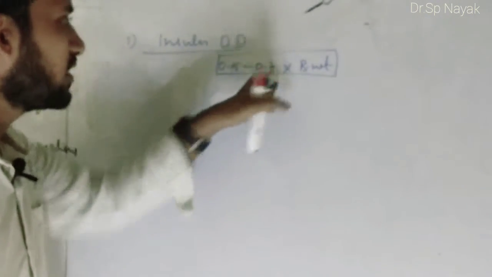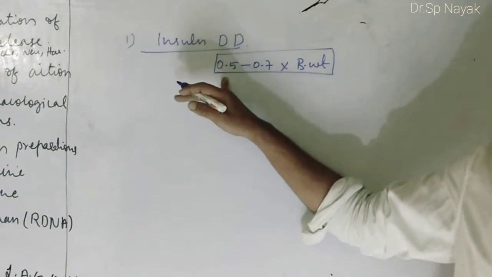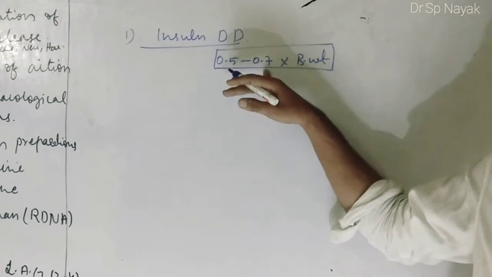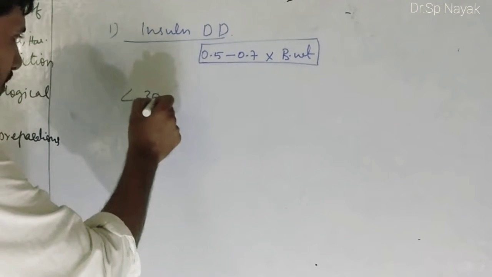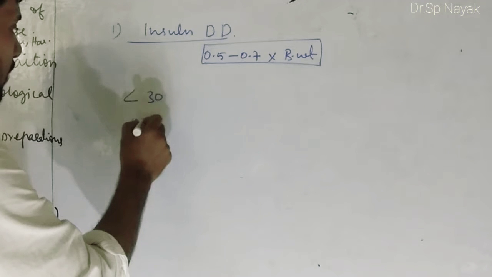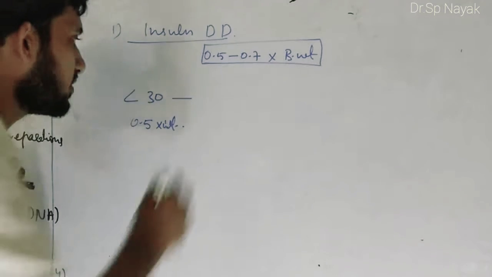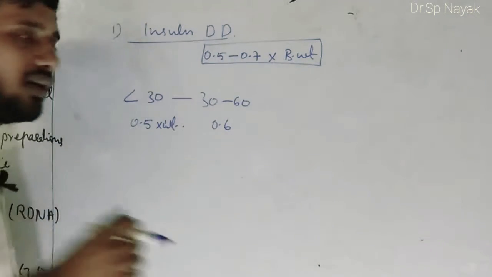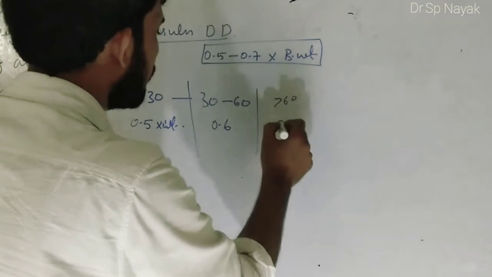Why is this range followed? Because in small children we have to use 0.5, and as the body weight keeps increasing, we have to increase the factor. For children whose body weight is less than 30, we should use 0.5 into body weight. For patients with body weight between 30 and 60, we should use 0.6. And for patients with body weight greater than 60, we have to use 0.7.